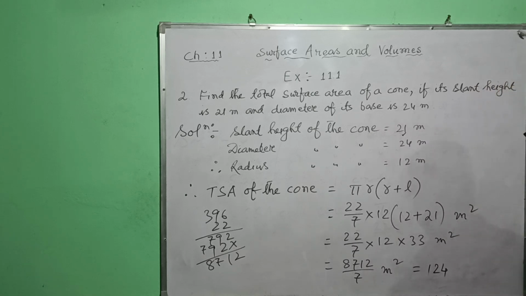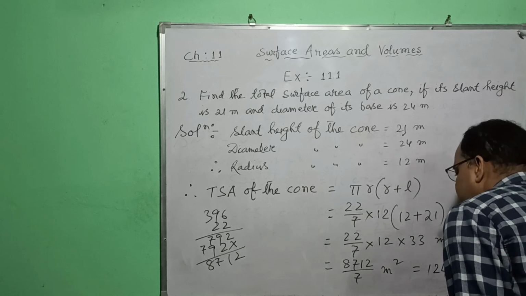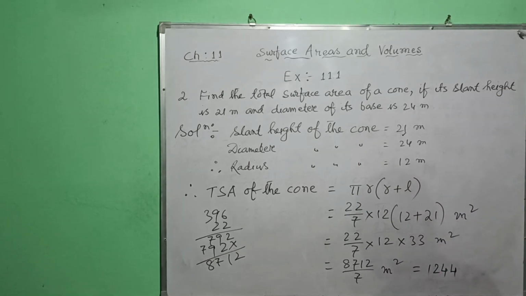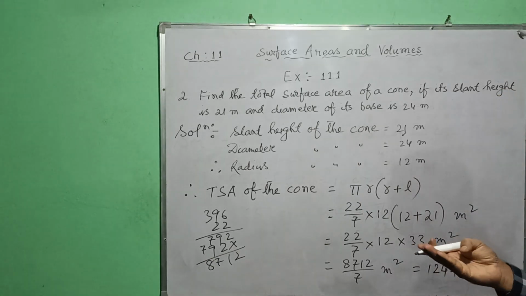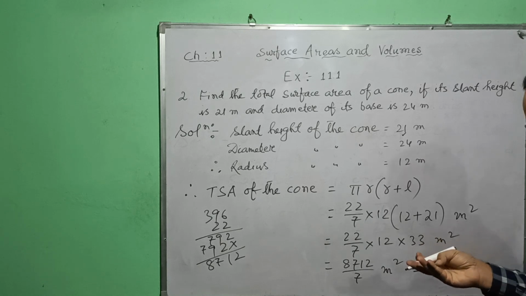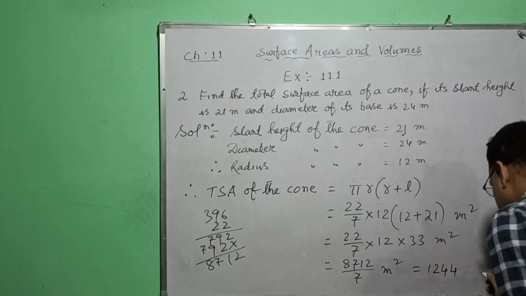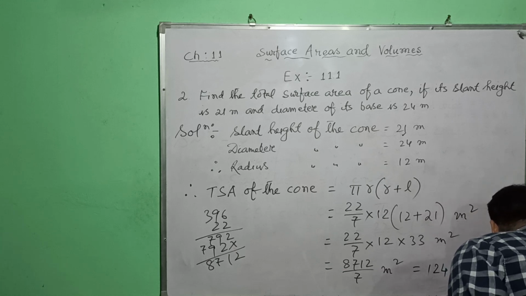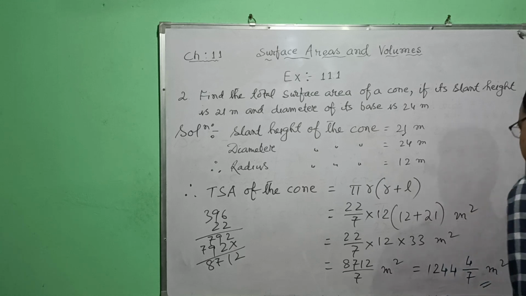7 2s are 14, 31. 4 7s are 28, so it is 332. So again it is 4 times, 4 times, so it is 32, 28, 29, 30, 31, 32. So we'll write 4 by 7 meter square. So this is the answer.